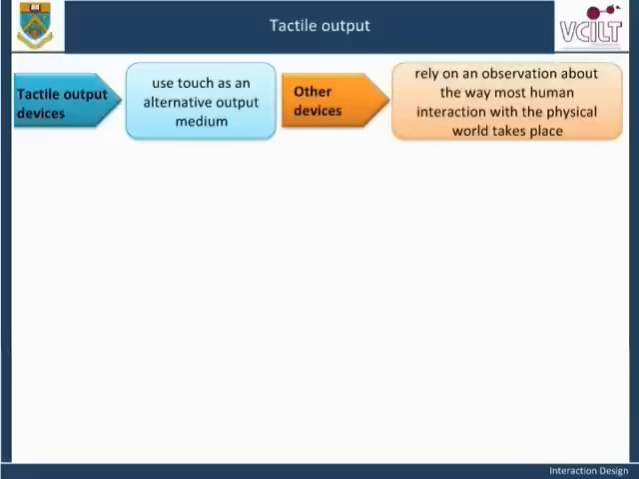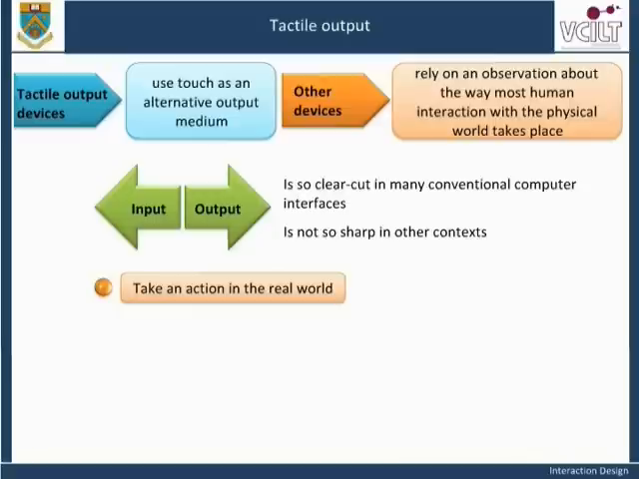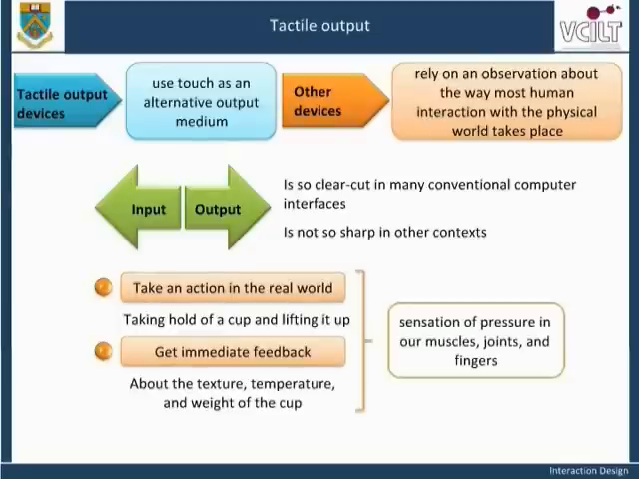Other devices rely on an observation about the way most human interaction with the physical world takes place. The separation between input and output that is so clear-cut in many conventional computer interfaces is not so sharp in other contexts. As we take an action in the real world, such as taking hold of a cup and lifting it up, we get immediate feedback about the texture, temperature, and weight of the cup through the sensation of pressure in our muscles, joints, and fingers. Thus, the actions we take and the feedback we get as a result are very closely connected.